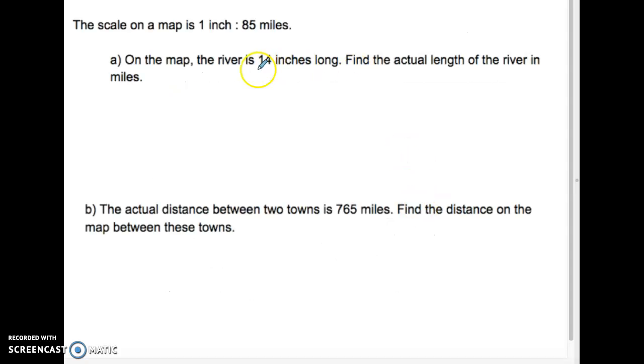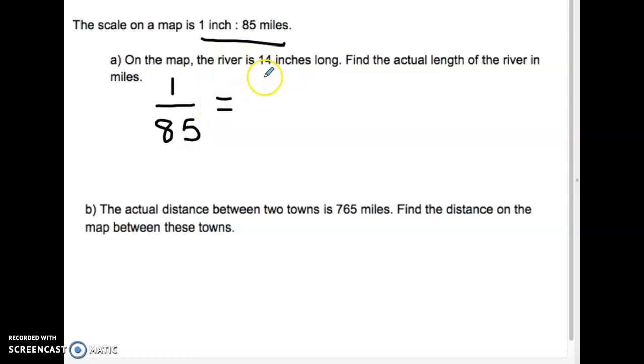And this is our last example. The scale on a map is 1 inch to 85 miles. On the map, the river is 15 inches long. Find the actual length of the river in miles. So remember to set up proportions. Use the original scale given first. 1 inch to 85 miles.